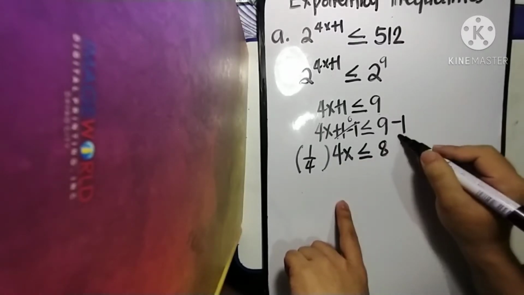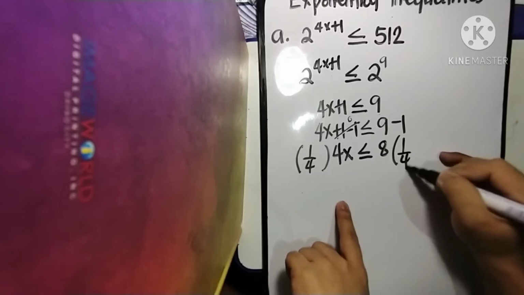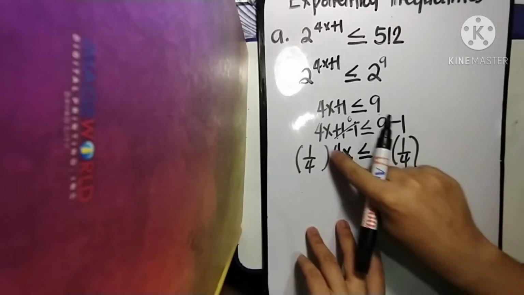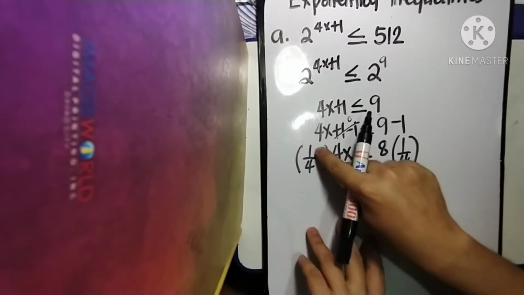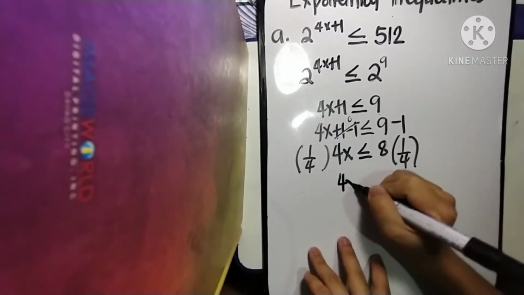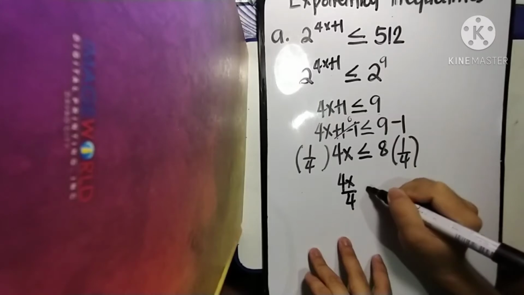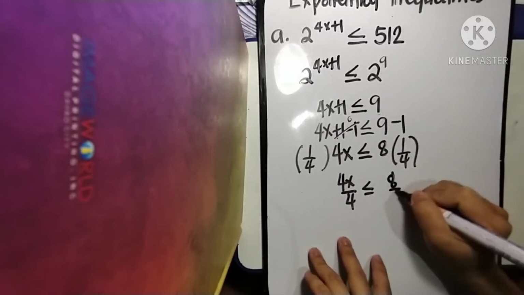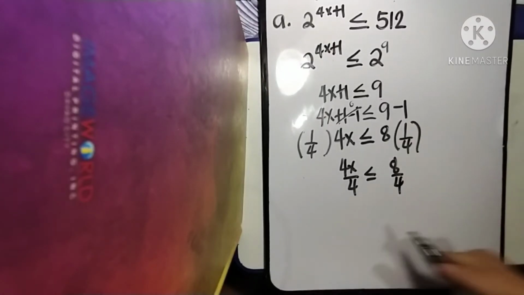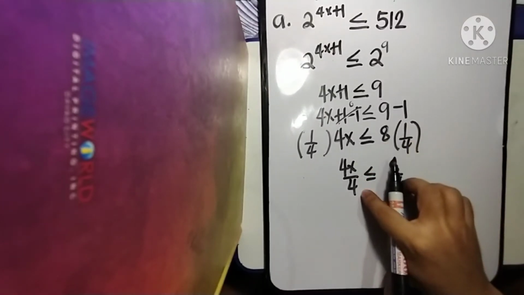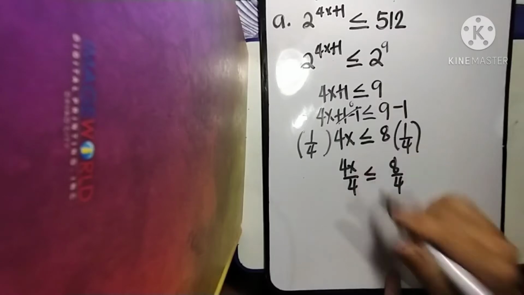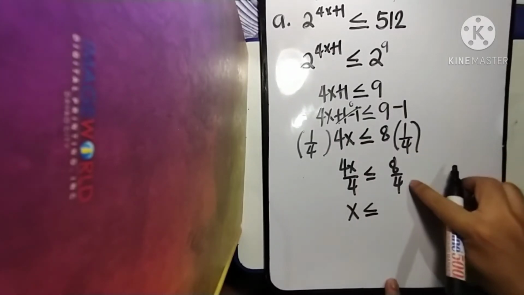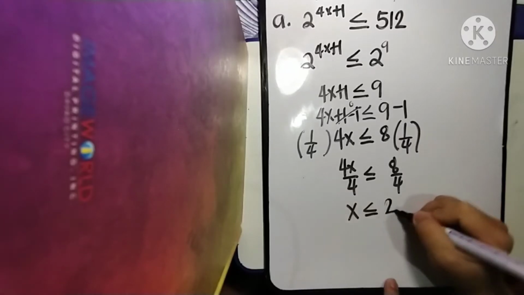The inverse of 4 is 1/4. So, multiply 1/4 to both sides of the equation. So, 4x times 1/4, or 4x times 1, is 4x over 4, which is less than or equal to 8 times 1, which is 8 over 4. Then, simplify. 4x divided by 4: 4 divided by 4 is 1 times x. That is, x is less than or equal to 8 divided by 4, which is positive 2.